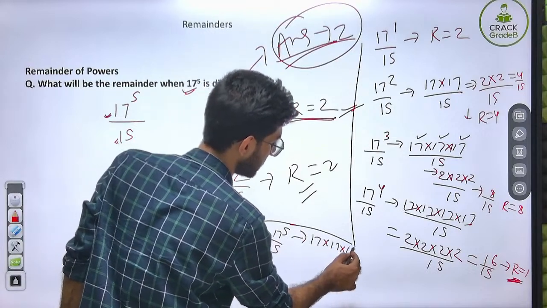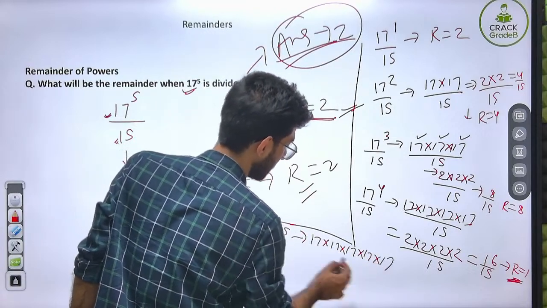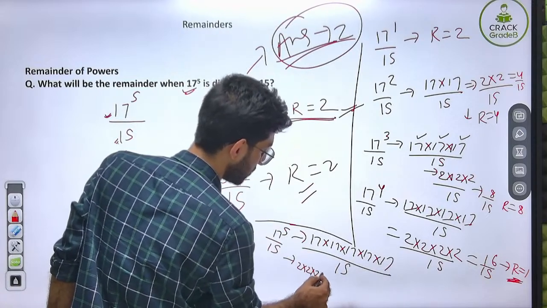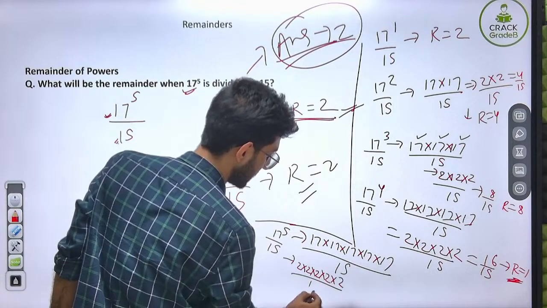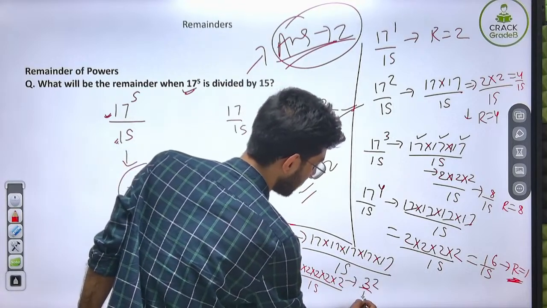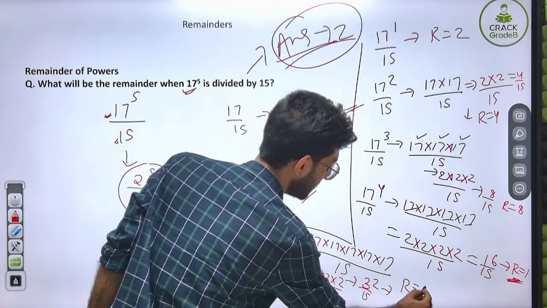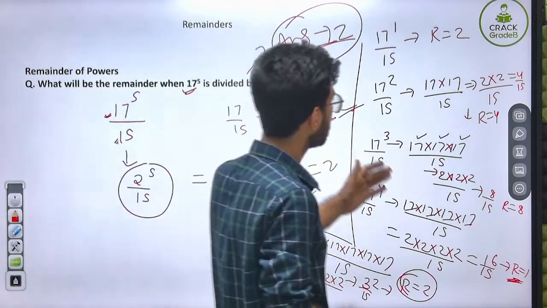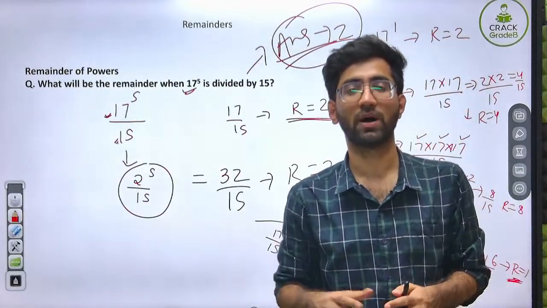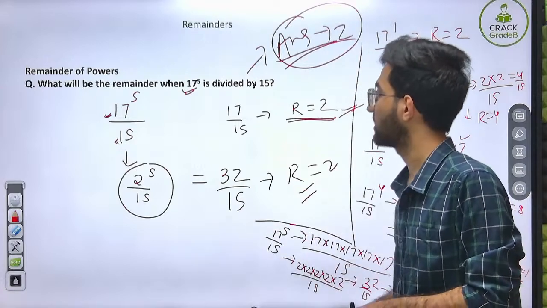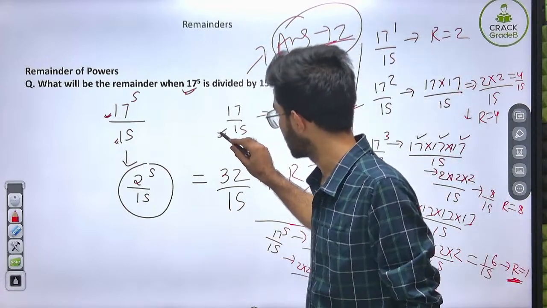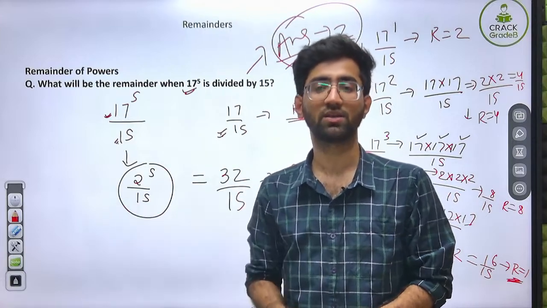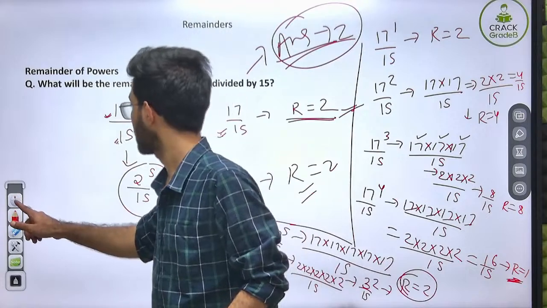17 into 17 into 17 into 17 into 17 by 15. So basically 2 into 2 into 2 into 2 into 2 by 15. So this is equal to 32 by 15. If you divide 32 by 15, you will get remainder as 2. So see, you can even apply the concept of remainder of powers in this question and get the correct answer. But if you understand this approach, it will help you to solve questions quickly, right? So the correct answer of this question is 2.